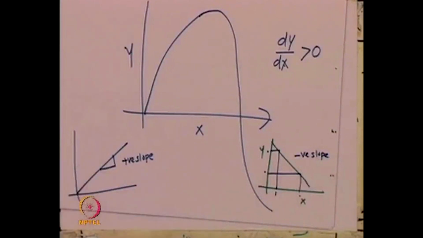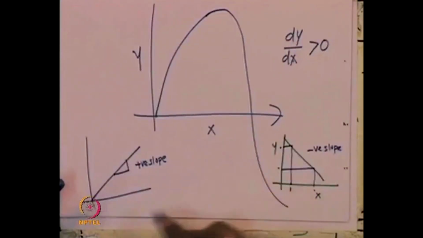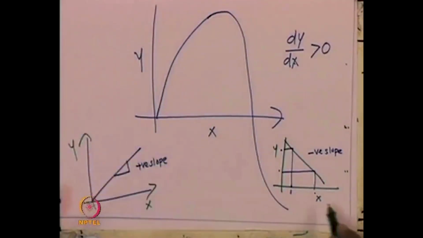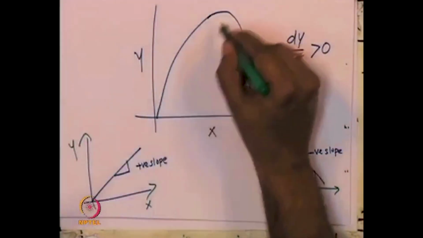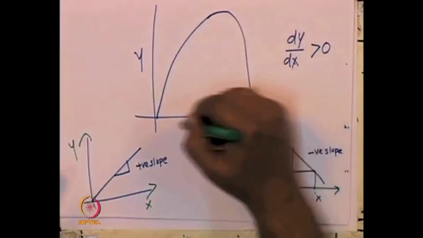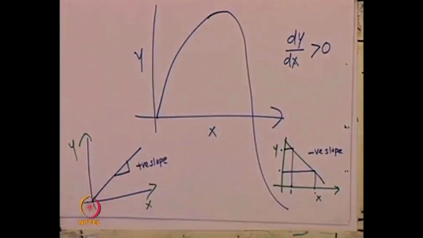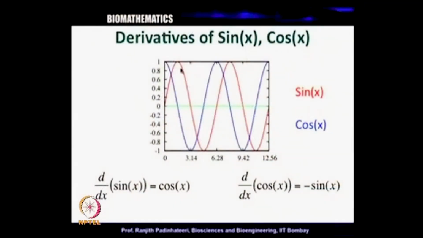Let me just make this once more clear. Positive slope means as x increases, y also increases. Negative slope means as x increases, y decreases. Now, if you look at this part of the sin x curve, as x increases, y also increases, the slope is positive. So, now let us look at this curve here. For the red curve, before this particular value of pi by 2, the slope is positive. That means the cos x value, which is the slope or the derivative, is positive.